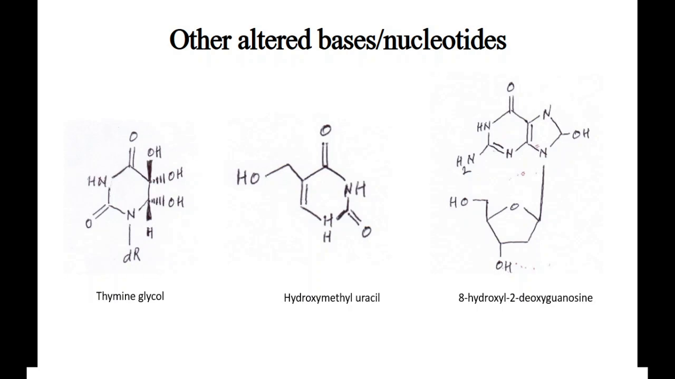So after removal, what happens to these altered nucleotides or bases? They are excreted and can be detected in urine. Thus, the levels of the altered bases in urine, that is their urinary output, gives us an idea about the extent of oxidative attack on the DNA.